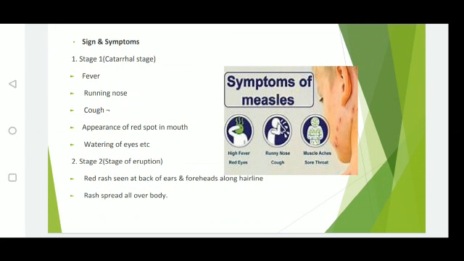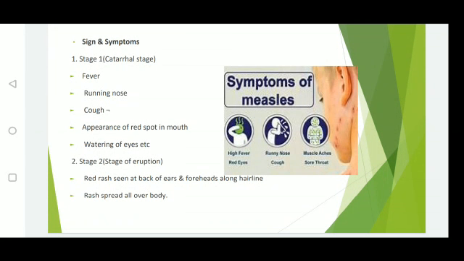So the symptoms of measles, in the image we can see: high fever, redness of the eyes, then running nose, cough, muscle ache, that means muscle pain, and sore throat. Here, the signs and symptoms are divided into stages, stage 1 and stage 2. Stage 1 is otherwise called the catarrhal stage, and stage 2 we call the stage of eruption.